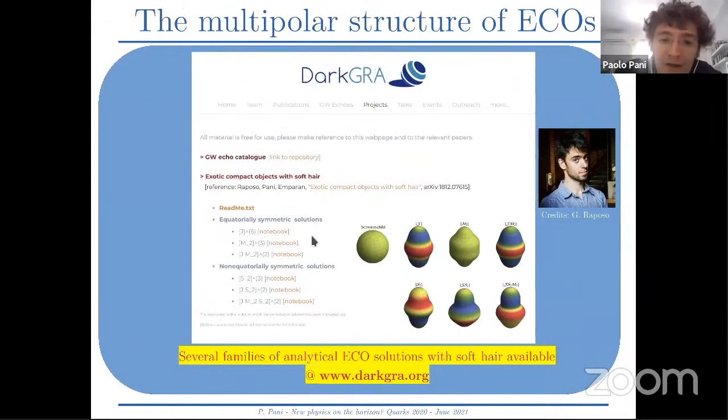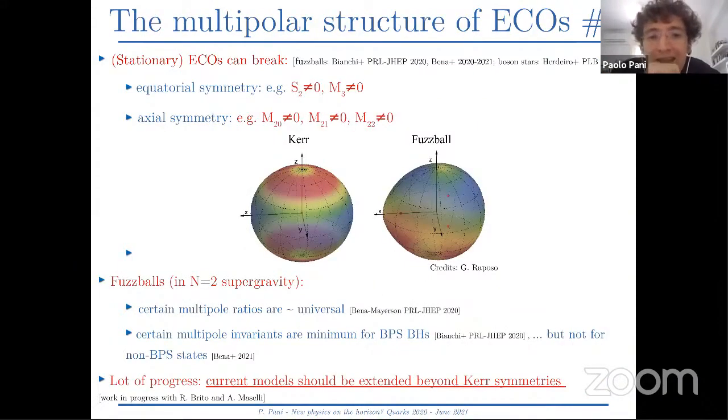All these solutions can be constructed. They are very complicated, but they can be constructed perturbatively in these multipole moments, and we have some examples on our webpage. It's also interesting that for fuzzballs, which were mentioned before, but also for other solutions, for example boson stars, not only can there be deformation of the Kerr multipole moments, but there can be moments that are 0 in Kerr just because of symmetries that are broken for other solutions. For example, the Kerr solution is equatorial symmetric. If you have non-equatorial symmetry, you can have current quadrupole moments or mass octupole moments that are 0 for Kerr.